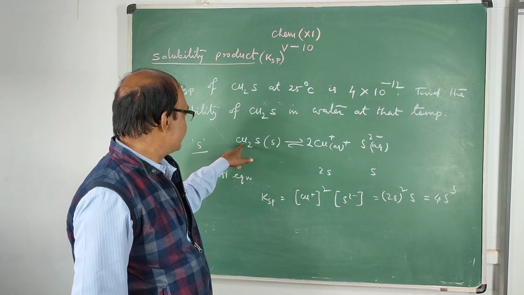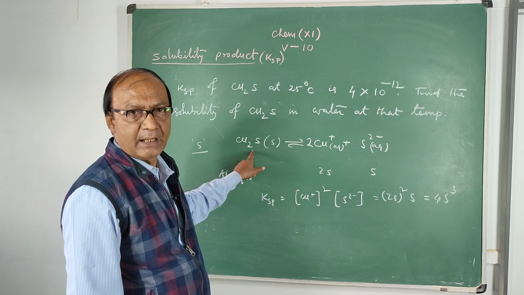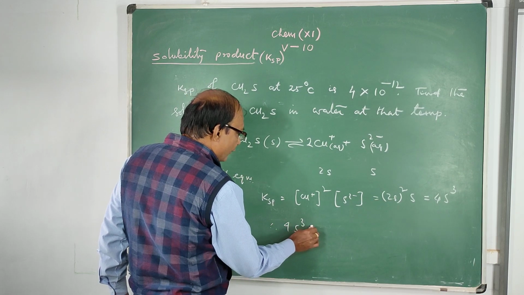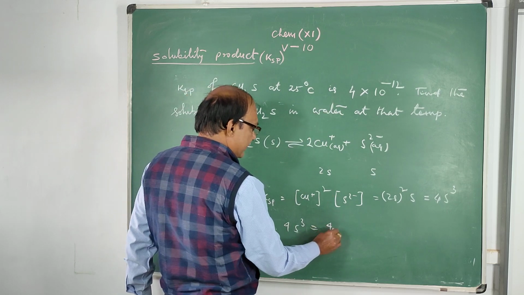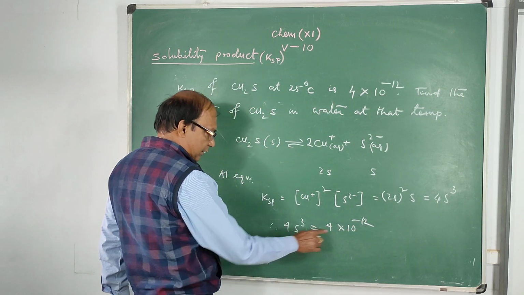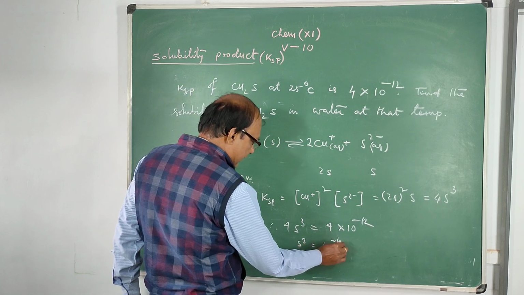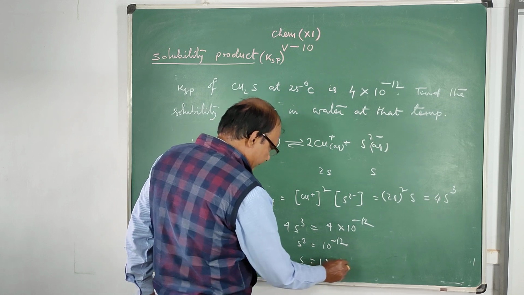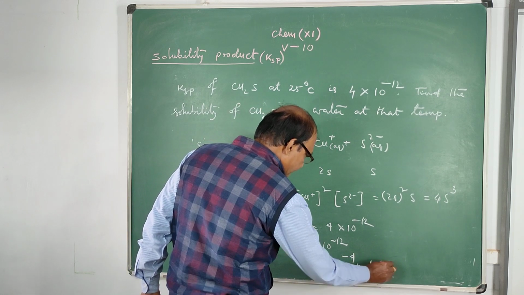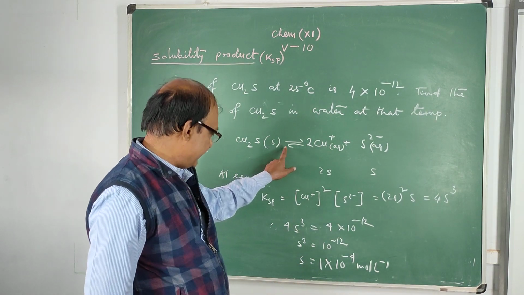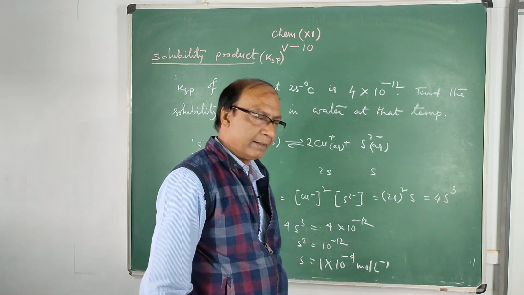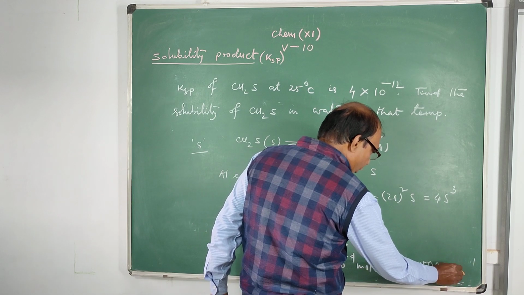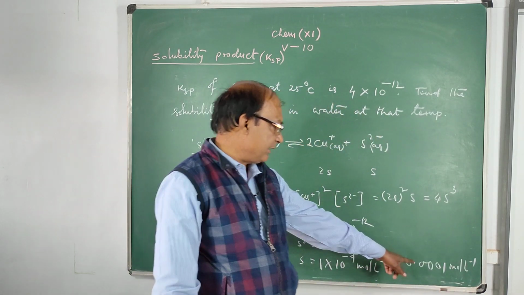For a salt of type Cu2S, meaning A2B type, 2 cation, 1 anion. Now KSP is given, therefore you can write that 4S cube equals KSP, which is 4 into 10 to the power minus 12. 4 cancels, S cube equals 10 to the power minus 12, therefore S equals 1 into 10 to the power minus 4 mole per liter. See, the solubility of cuprous sulfide in water is 1 into 10 to the power minus 4 mole per liter. That means this is equal to 0.0001 mole per liter.